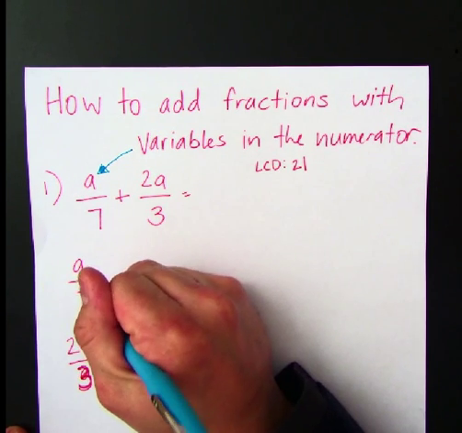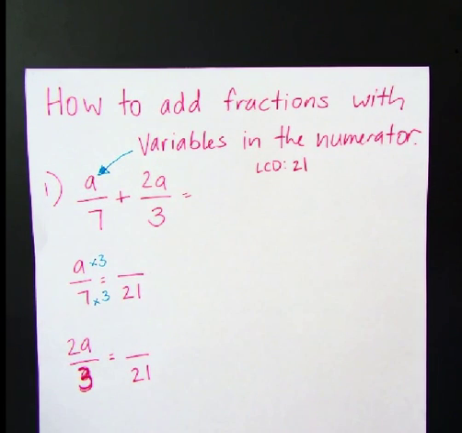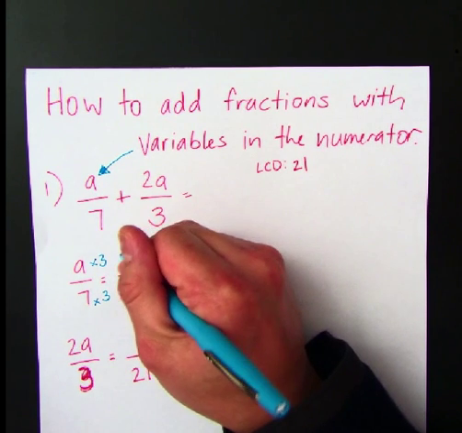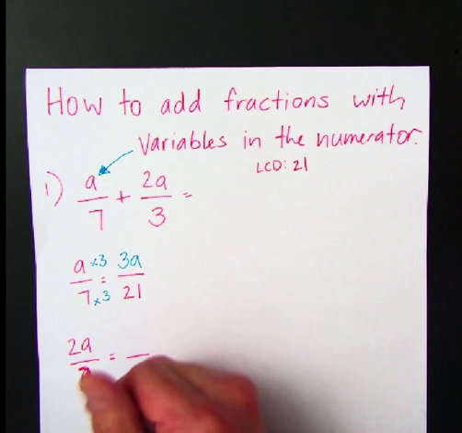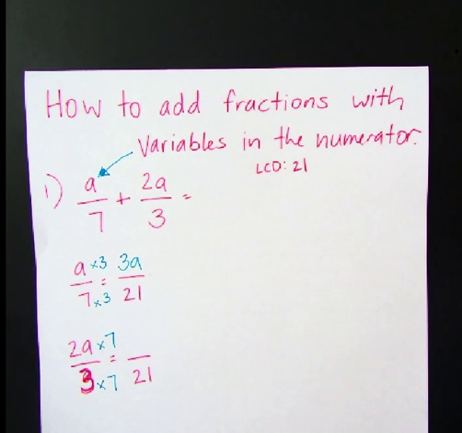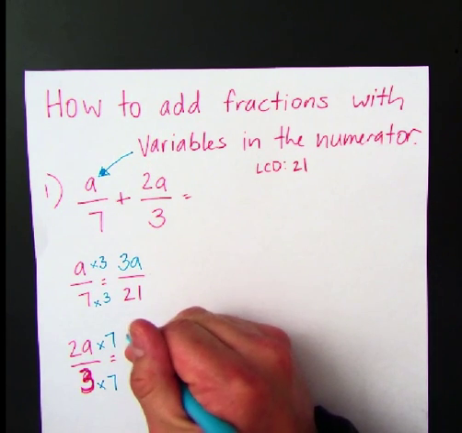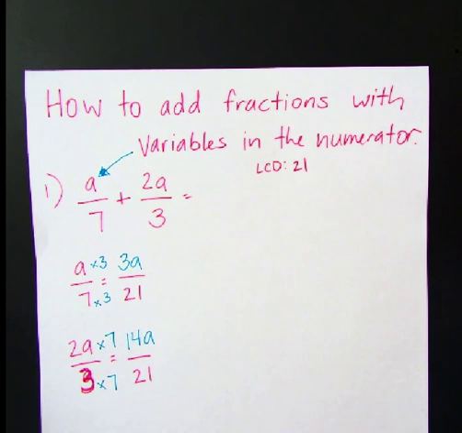So, in this fraction, we would need to multiply by 3 to get 21 in our denominator. Okay, and 3 times a, remember, is just 3a. Because we do not know what our variable is, we must leave the variable as such. In the bottom fraction, we would multiply by 7 to get 21 on the bottom. And again, we do not know what a is equal to, so we will just multiply these out. 2 times 7 is equal to 14. And again, the a would remain because we do not know what that variable is.